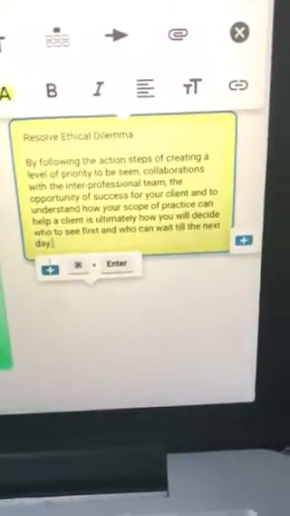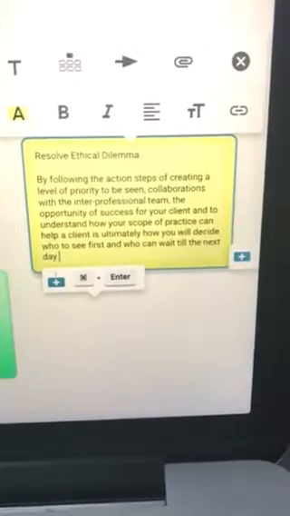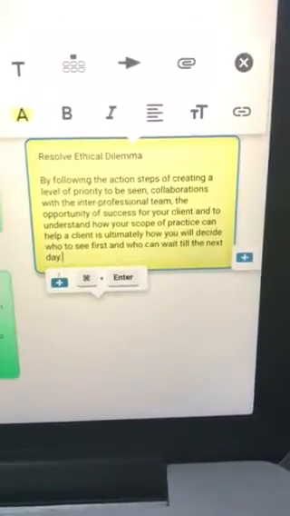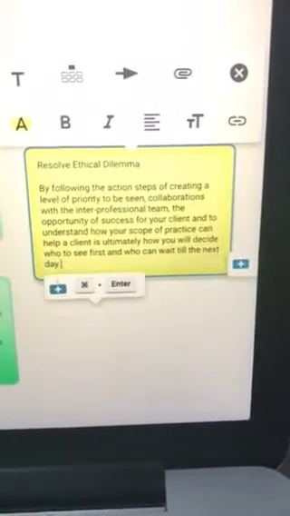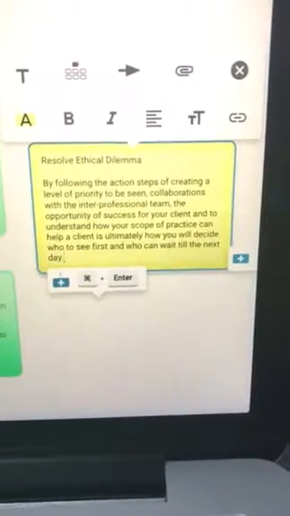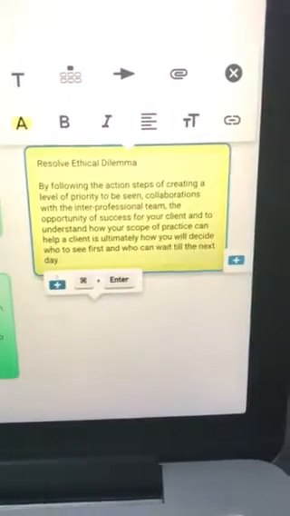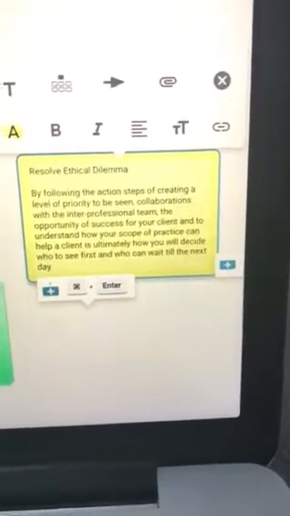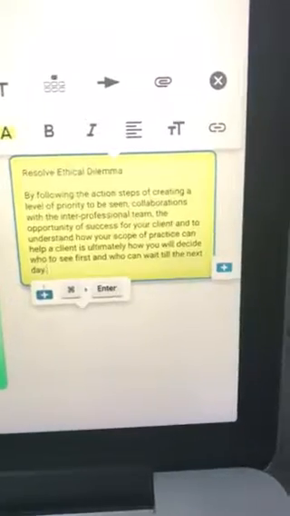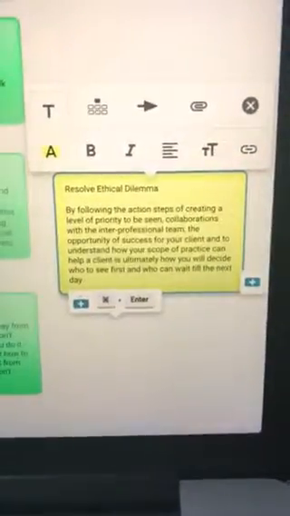And kind of resolving all of those ethical dilemmas, I think by following the action steps of creating a level of priority to be seen, collaborating with the interprofessional team, the opportunity of success for your clients, and understanding how your scope of practice can help a client is ultimately how you will decide who to see first and who can wait till the next day. So by doing all of these things, it can help clearly identify how we're going to make some ethical decisions.